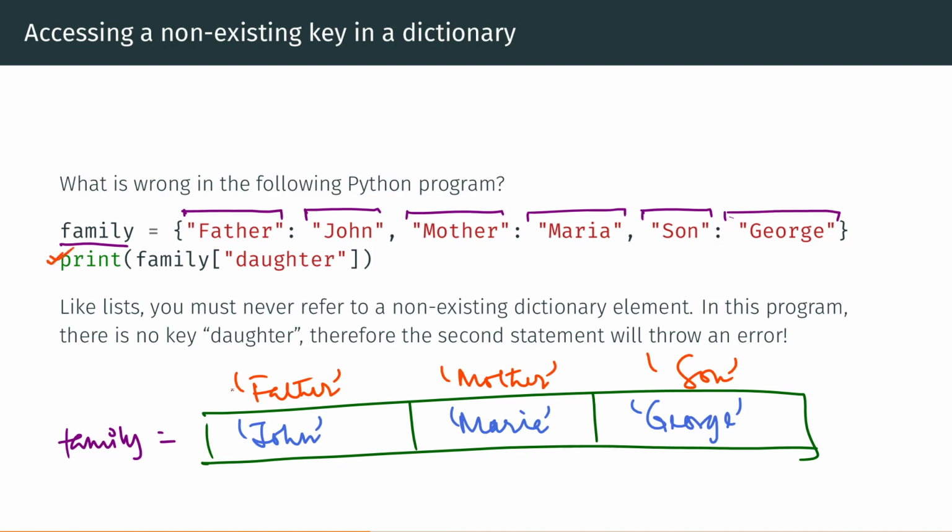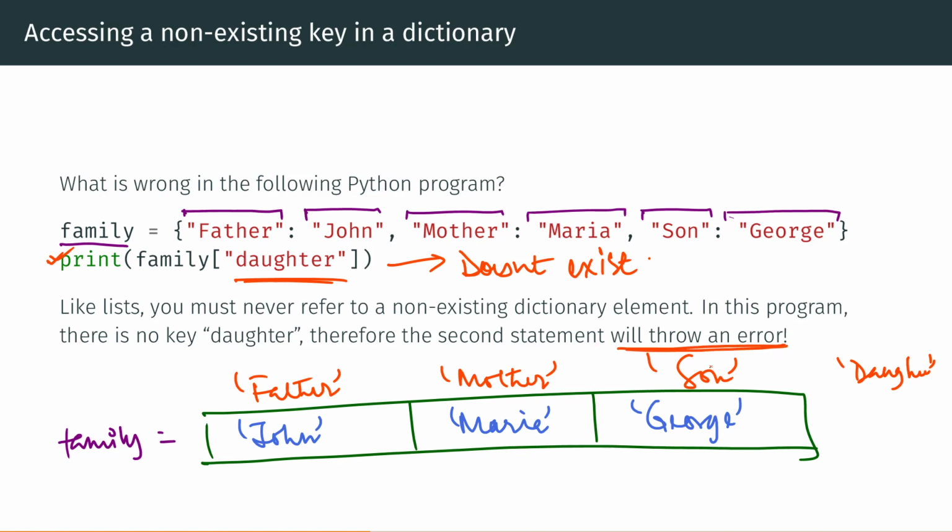In the next statement right here, we try to access the value corresponding to the key daughter, okay? Now, what's the problem here? The problem is that there is no key called daughter. It does not exist, right? There is nothing called daughter. Which means Python will throw an error, okay? The statement will throw an error.